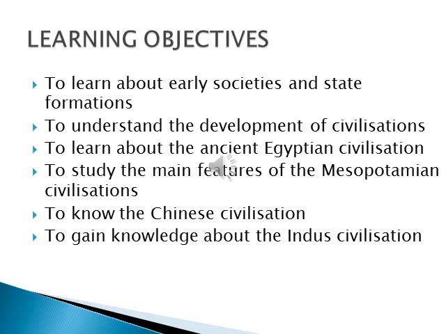Then to study the main features of Mesopotamian civilization. Mesopotamia lies between Saudi Arabia, Iran and Iraq. It is in the Asian continent. Then to know the Chinese civilization. China is our nearest country, and a very large country among the nearby countries of India.